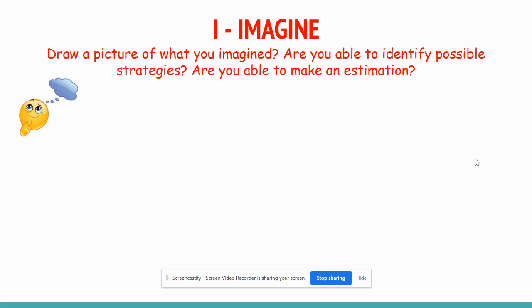So this is the point where you get to imagine, where you draw a picture. What are you imagining? Are you able to identify any possible solutions? And are you able to make an estimation? Well, in this case, you can't make an estimation because we do not have numbers.